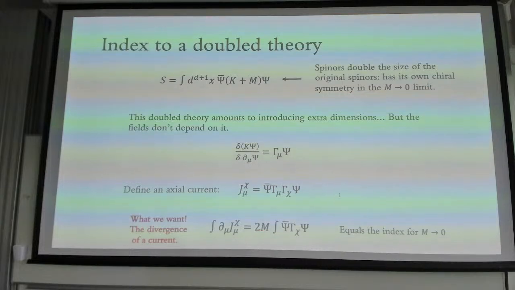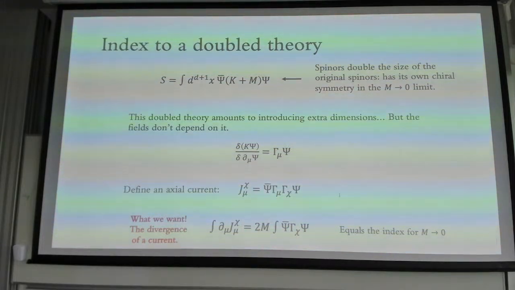So if I take the m going to 0 limit, this is nothing but the index, right? So that's what I started with. So this is what we wanted. The divergence of this axial current is related to the index of the fermion operator.